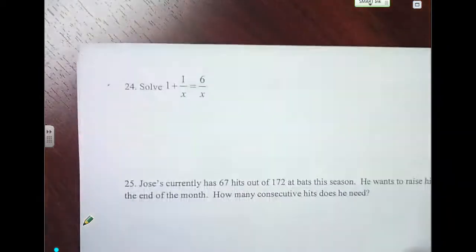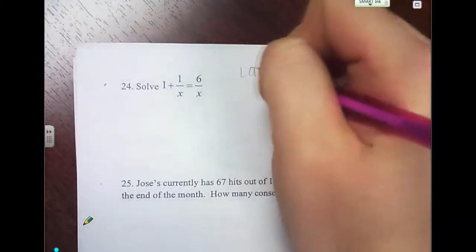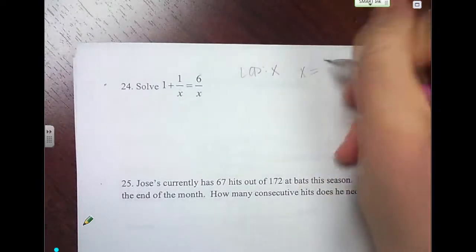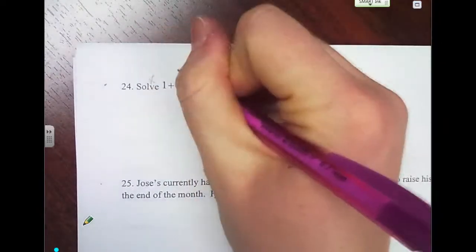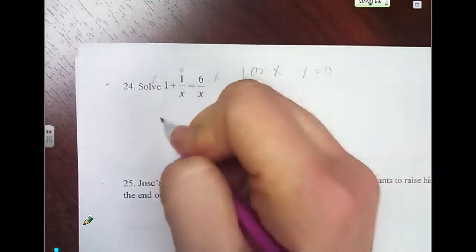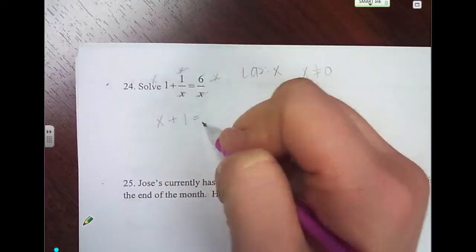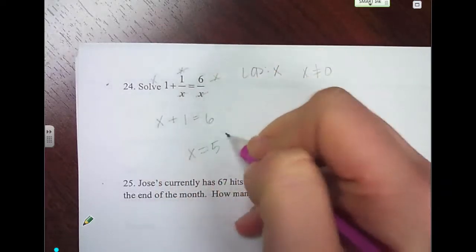Number 24, the LCD is just x. So we could say x cannot equal 0. Multiply everything by the LCD. So we get x plus, these cancel, 1 equals, these cancel, 6. So x equals 5.